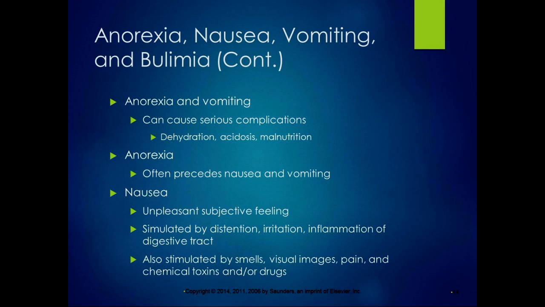So anorexia and vomiting can cause serious complications like dehydration, acidosis, and malnutrition. Anorexia, or loss of appetite, often precedes nausea and vomiting. So nausea is a subjective feeling. It's not something you can measure or see in another person. It's not a sign, but it's a subjective feeling.